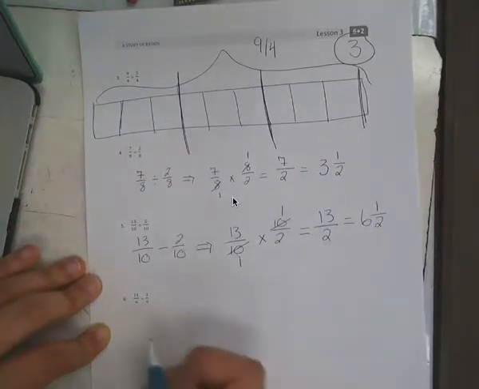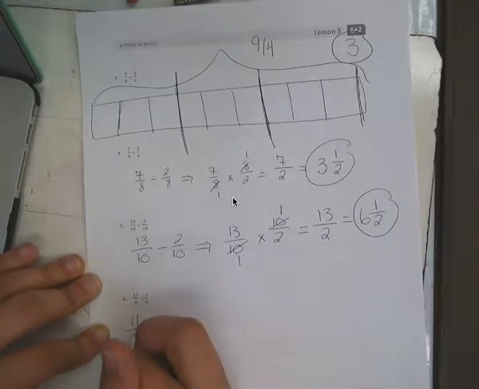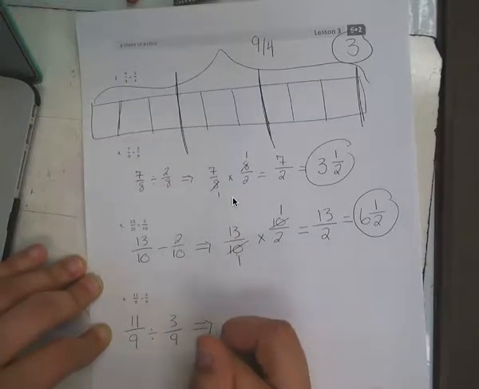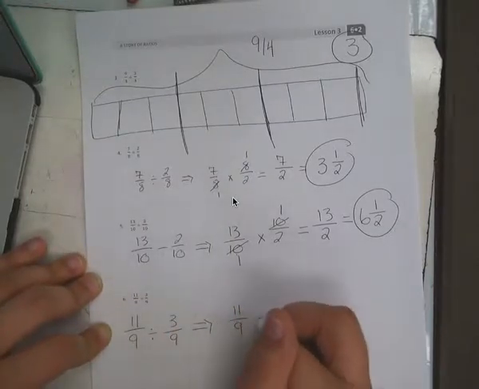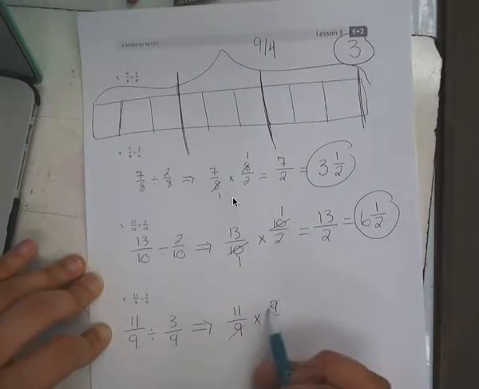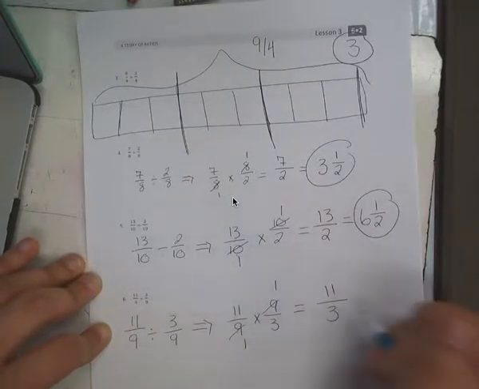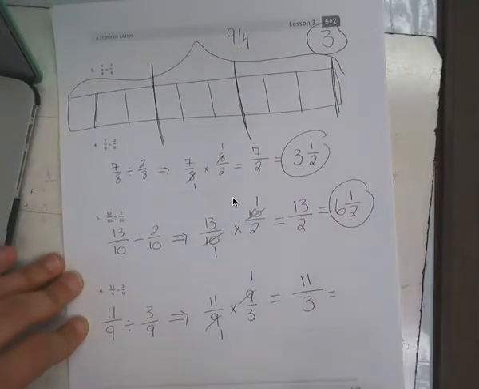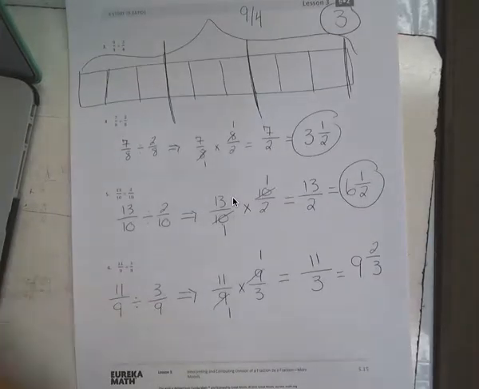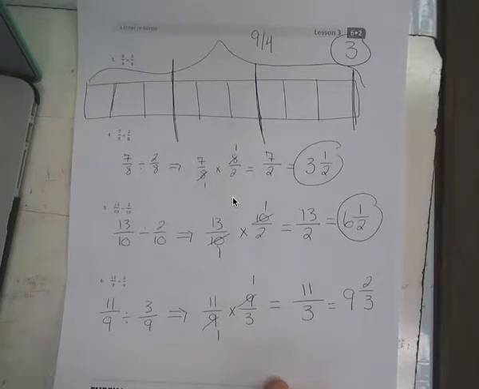So then we'll do this one. 11 over 9 divided by 3 over 9. Flip the second fraction and multiply. There's those that we can cancel. 11 times 1 is 11, and 3 times 1 is 3. 3 times 3 is 9, and you have 2 left over. There's those questions. If you need to go back and follow along again because you got lost, go for it.